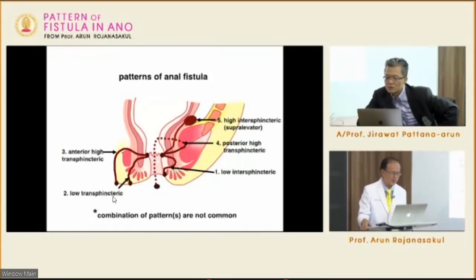But sometimes you need experience. I do not know how to explain. But sometimes the intersphincteric tract, you cannot identify. Very few cases you cannot identify.